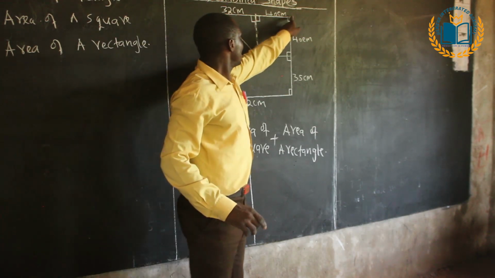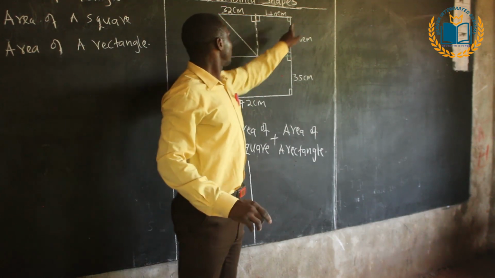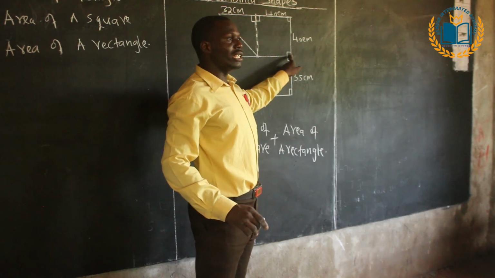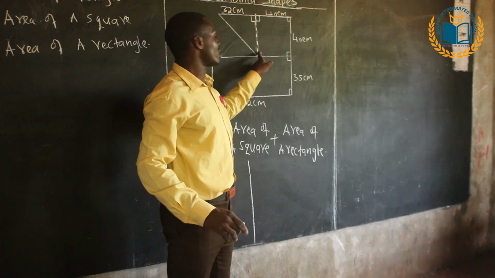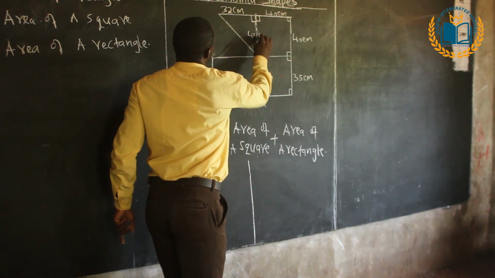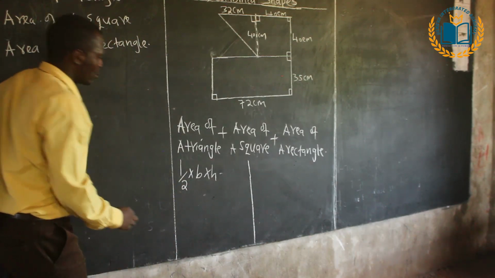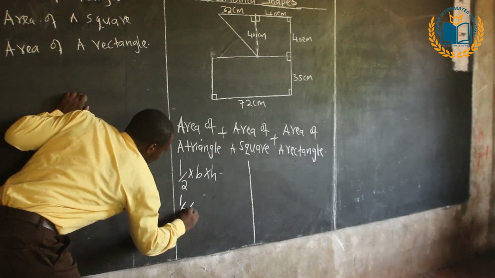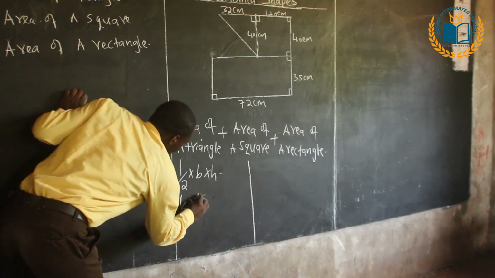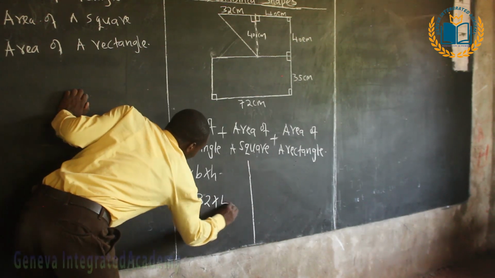40, isn't it? From here to here is the same as from here to here. So if from here to here is 40, then it means that also from here to here is 40. Then this is also 40 centimeters. Now, we say a half times base times height. So you take a half multiplied by the base, which is how much? 32, times the height, which is 40.